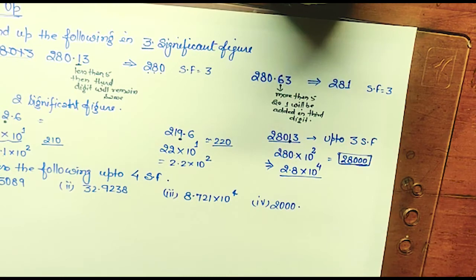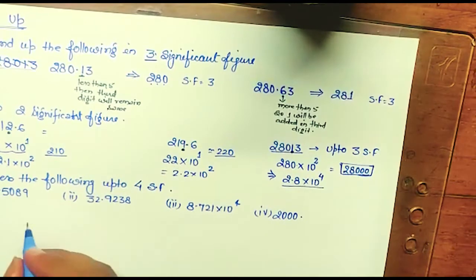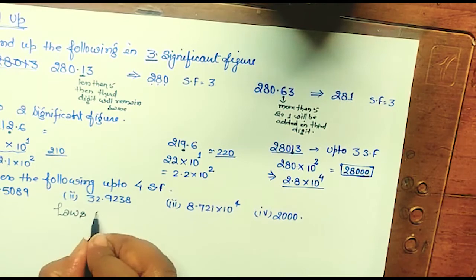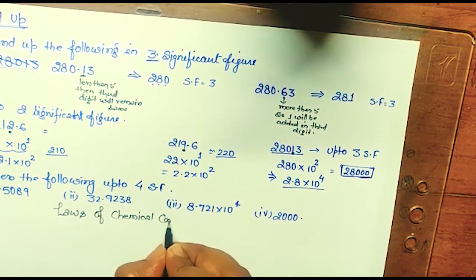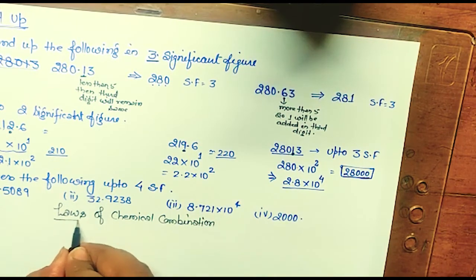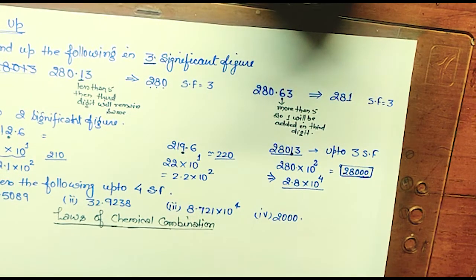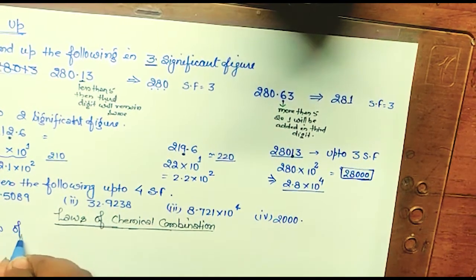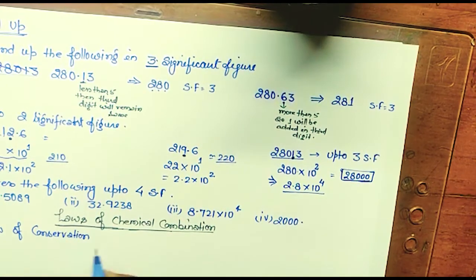Next we are going to start with the laws of chemical combination. So the next heading is laws of chemical combination. You have already done that in class 9th, isn't it? How many of you can recall it? The first was, yes, I can hear many of you saying, law of conservation of mass, isn't it?